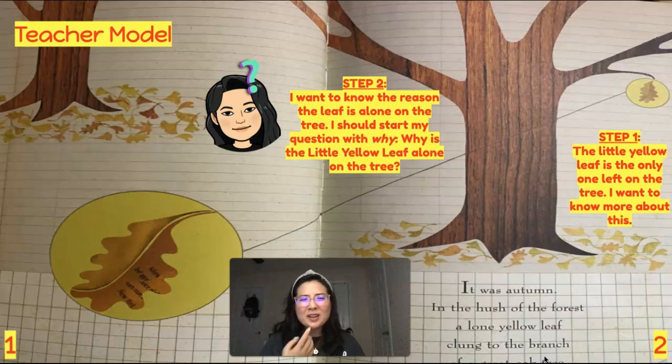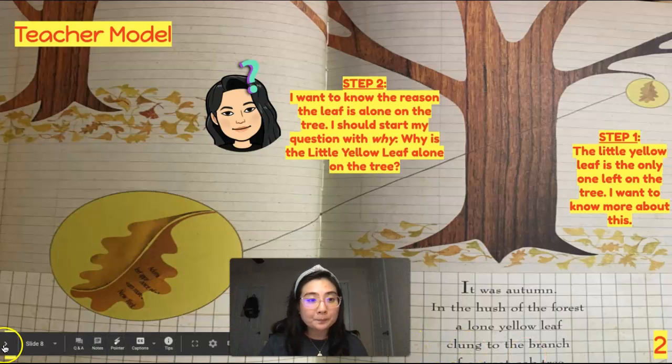Now, I notice that I can't find the answer to the question I asked. So it's important to know, friends, that you might not always find the answer to your question when you reread. So I'm going to read one more page to see if I can figure out why the little yellow leaf is alone on the tree.